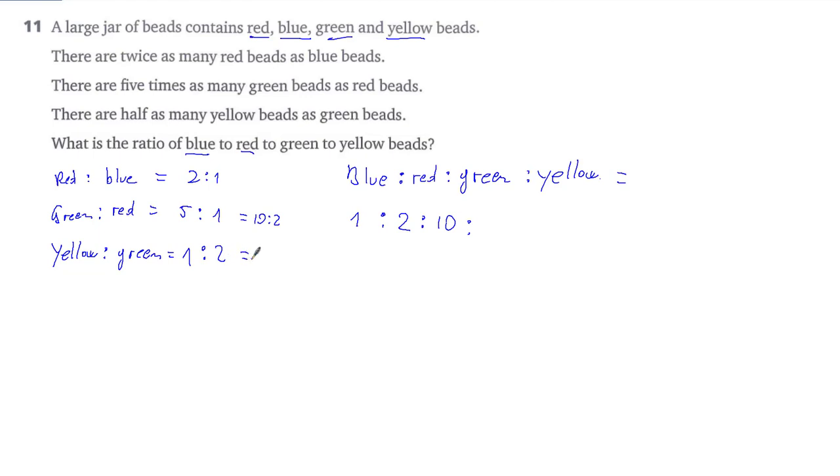So if yellow to green is 1 to 2, I need to make green 10. So I can make this one 10 by multiplying by 5, so I will have 5 to 10. That means 1 to 2 to 10 to 5. This is our answer. If we would have ended up with some kind of fractions, no problem. Later on, we can multiply all those fractions by a number to get rid of their denominators.